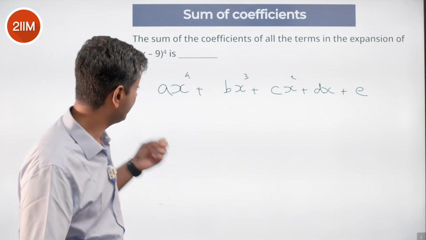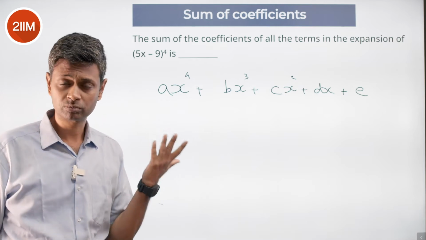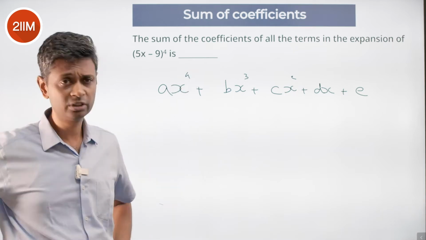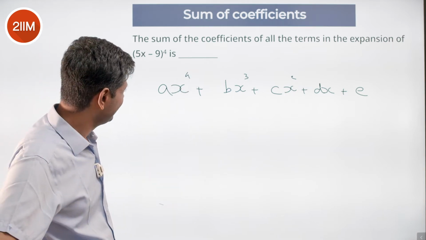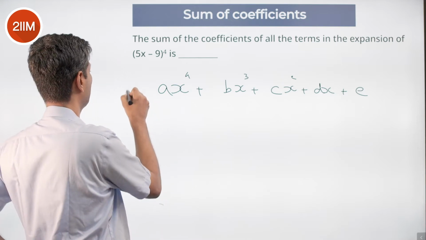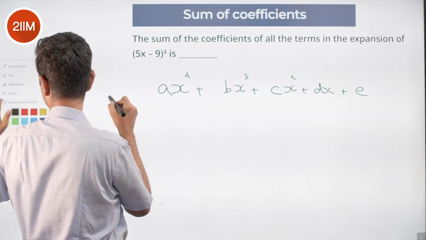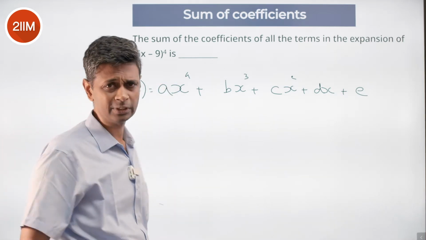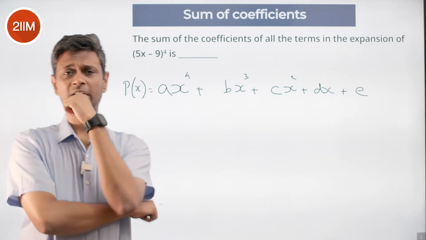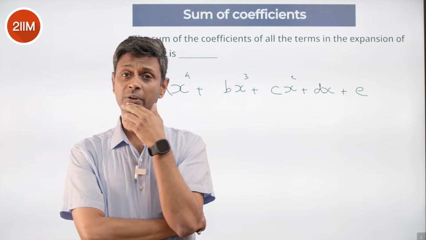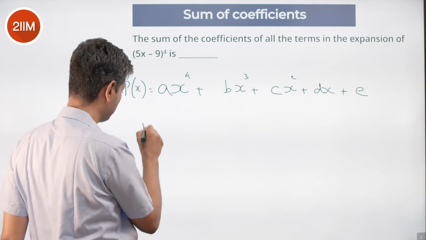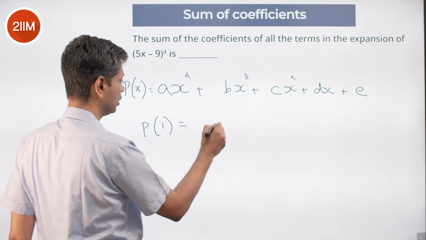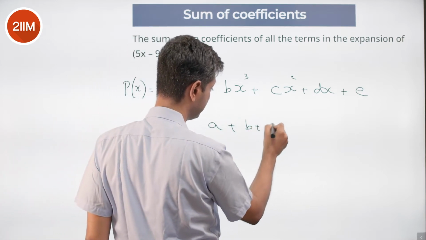This is how it will become. What do I need to find? I need to find a plus b plus c plus d plus e. That's what I want to find. Sum of all coefficients in this expansion. Or if I call this, say, polynomial of x. This is a polynomial in x and I want to find a plus b plus c plus d plus e. What do we do? I say nice polynomial in x. Let me find p of 1. That will be nothing but a plus b plus c plus d plus e.